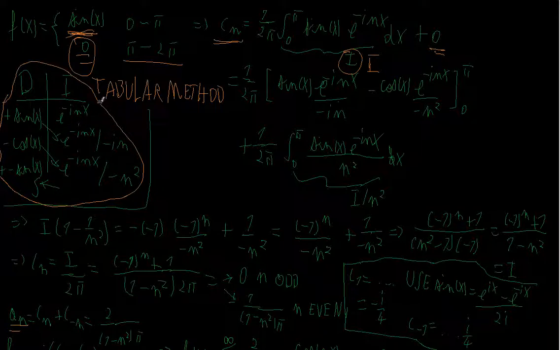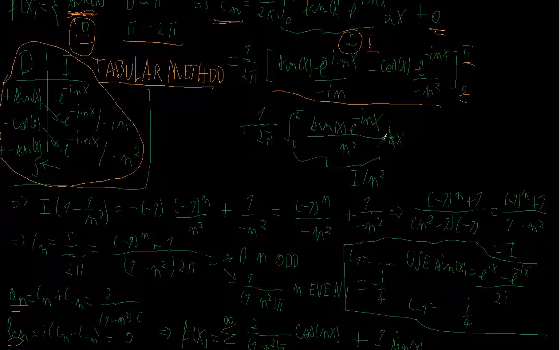This method allows us to evaluate our integral. So once that is done, you should get that result. So 1 over 2 pi times sine of x e to the negative i n x over negative i n minus cosine of x e to the negative i n x over negative n squared, evaluated from 0 to pi. Plus 1 over 2 pi times the integral from 0 to pi of sine x e to the negative i n x over n squared dx.